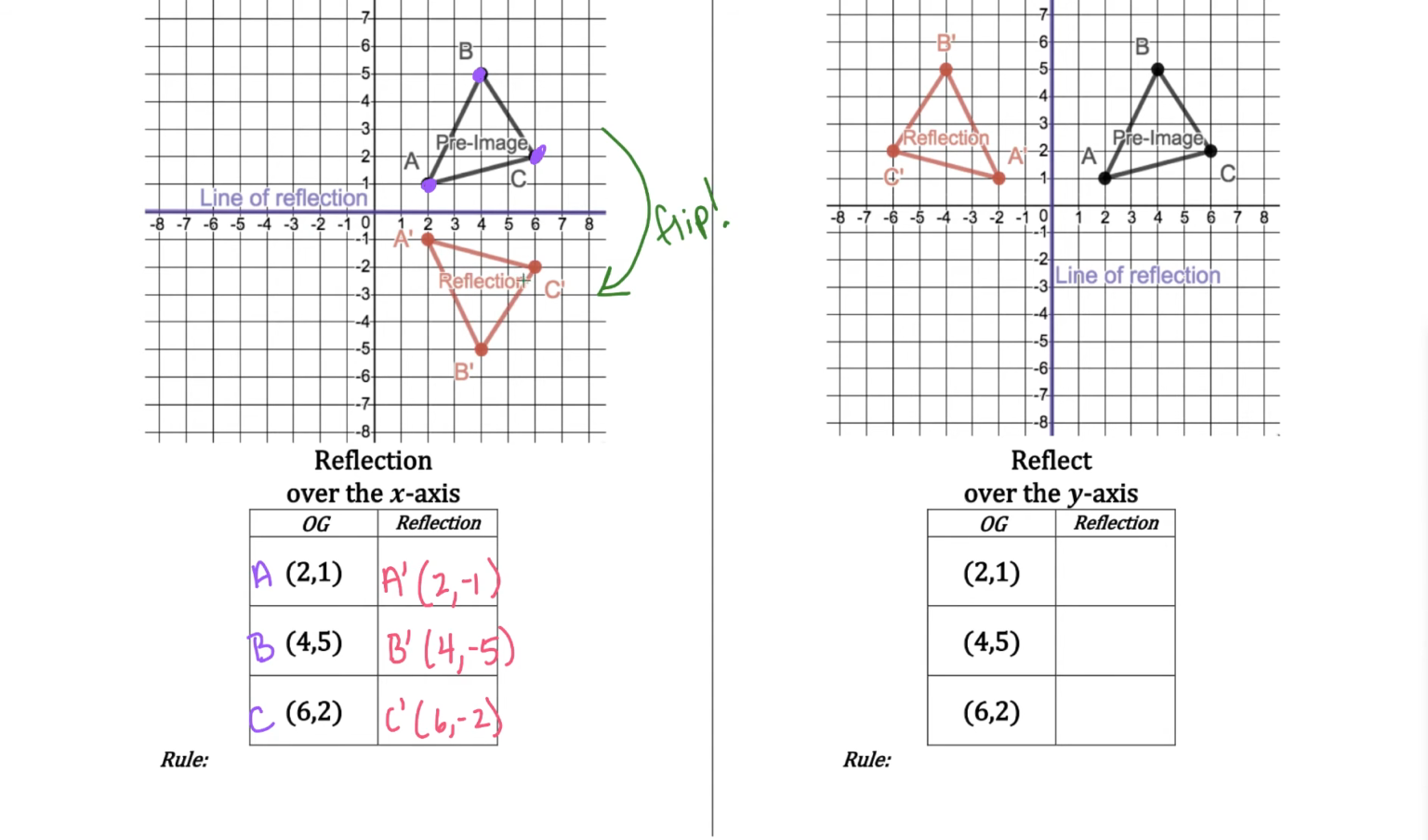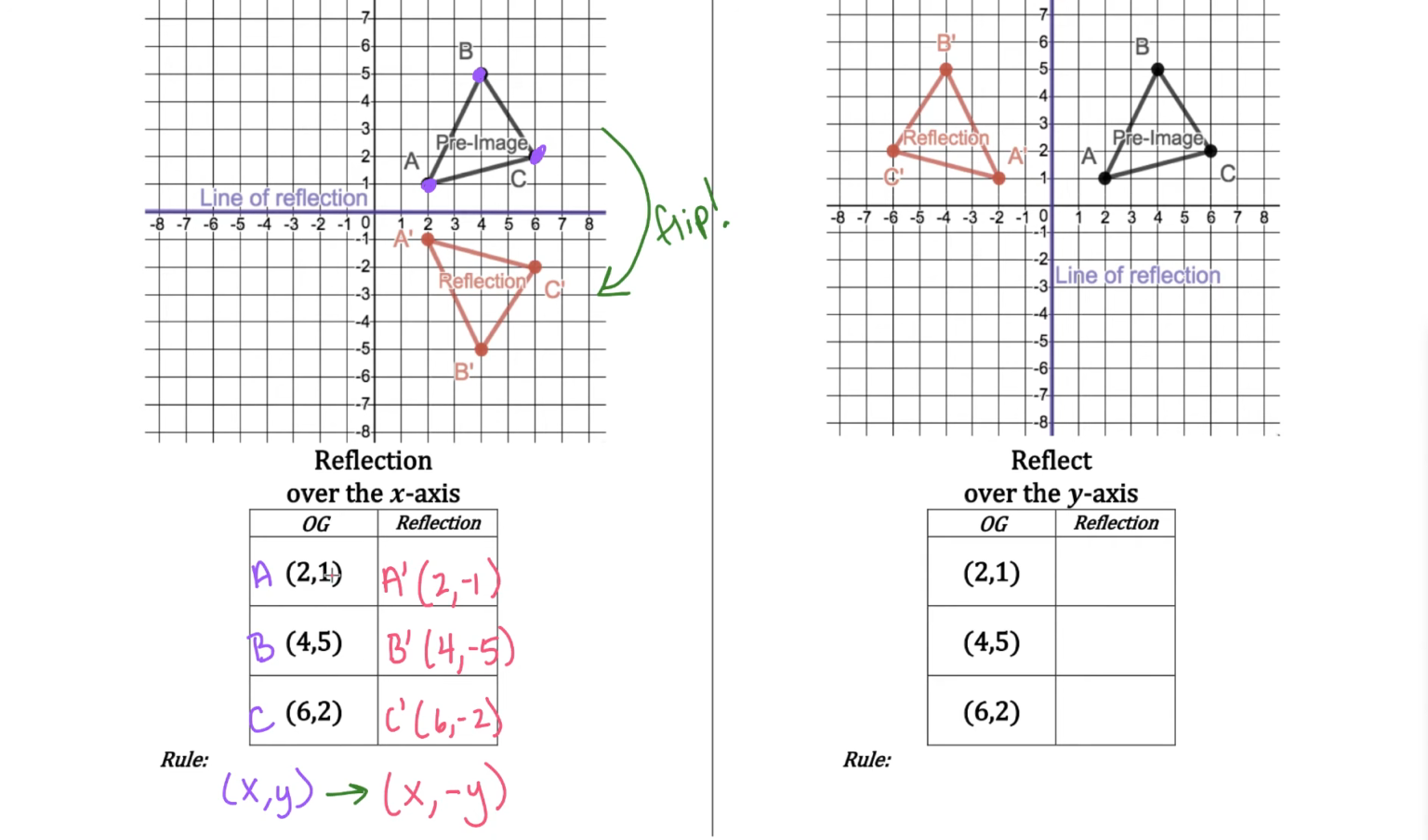That's how this is. So we had X's and Y's, and then we flipped it. The 2, the 4, the 6 stayed the same, so we're just going to write X. But this 1 became negative, this 5 became negative, this 2 became negative. The 1 became the opposite, -1. The 5 became the opposite, -5. So we'll represent it using -y.